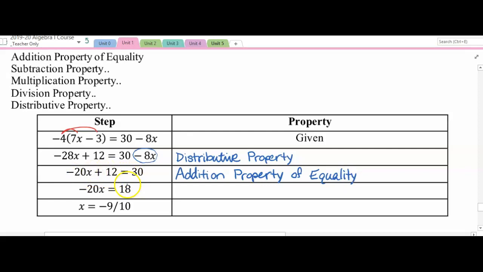Notice going from this step to the next step, I still have -20x. But these numbers have changed because I subtracted 12 from both sides with the subtraction property. And then finally, to get x by itself on the left, to isolate it, I divide by -20. So that's the division property.